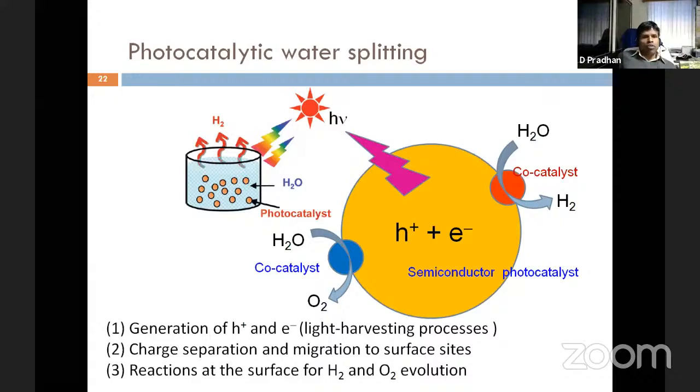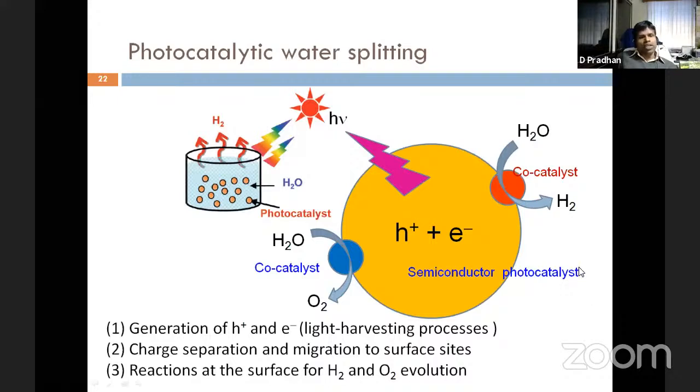The first step is the generation of electron-hole pairs, that is the light harvesting process. It should absorb the light and produce as many electron-hole pairs as possible. Then these electrons and holes should migrate to different surface sites instead of recombining, so that they can do the desired reaction. If they are produced and then recombine, it is of no use to us. So they should go in different directions and reach the surface, and all heterogeneous catalysis reactions occur at the surface, at the solid-liquid interface. So oxidation and reduction occur. Charge separation and migration to the surface sites is the second important criterion, and then the reaction to produce hydrogen or oxygen.